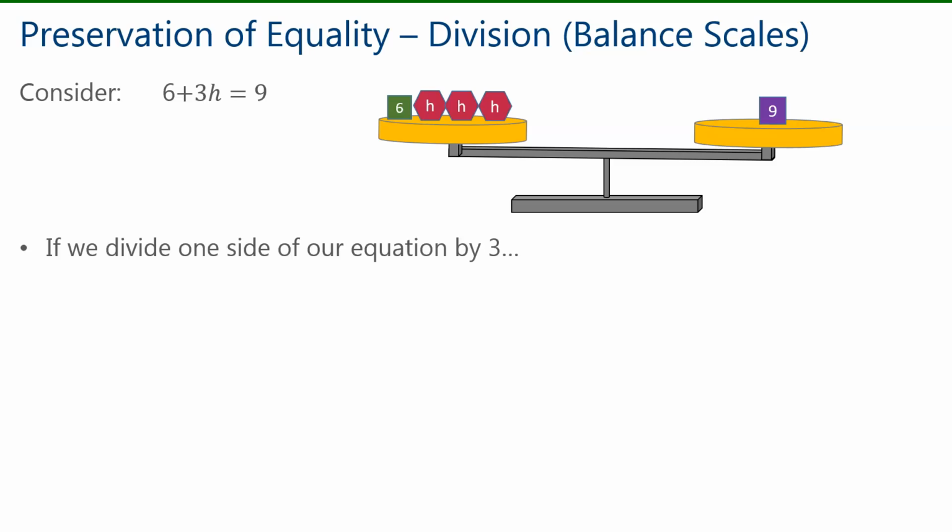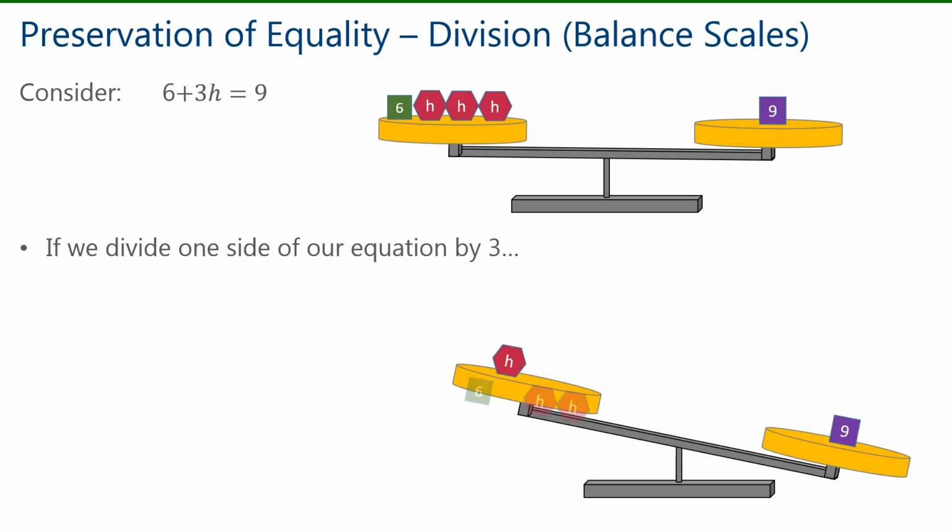So in this case, we're going to divide our equation by 3. If I divide the left-hand side by 3, a third of 6 is 2, and a third of 3h would give us 1h. So we're left with 1h on the left-hand side and a mass of 2. Our two-pan balance is no longer balanced because we have removed some mass from the left.